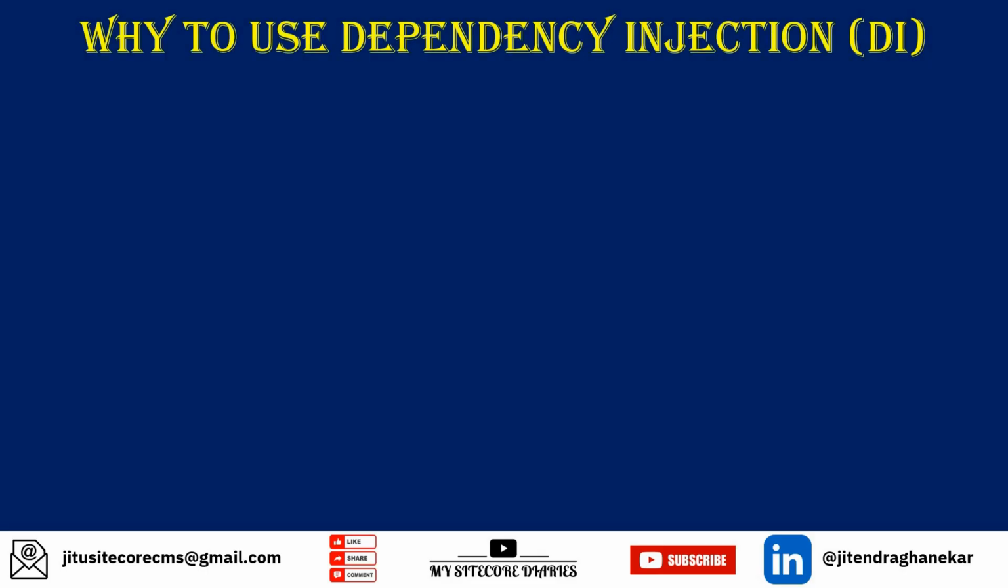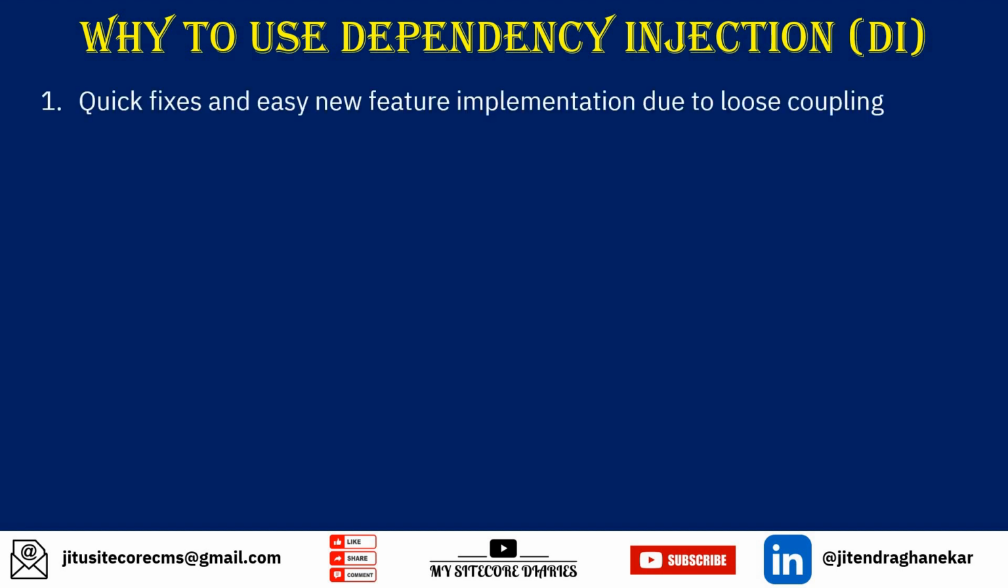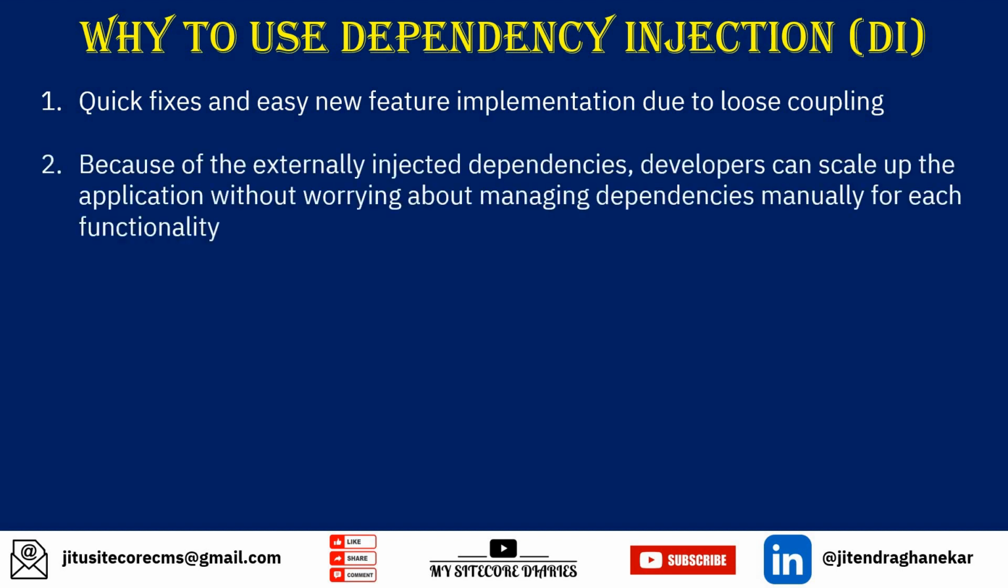Let's see why to use dependency injection, or what the advantages of using dependency injection are. Now you have an idea of what dependency injection is. I think it is easy to understand. The first point is quick fixes and easy new feature implementation due to loose coupling. The main point in DI is loose coupling, so whatever advantages you get from loose coupling are the same advantages we explain for dependency injection. Because of the externally injected dependencies, developers can scale up the application without worrying about managing the dependencies manually for each functionality. There is no need to manage the dependency because you are injecting the dependencies.